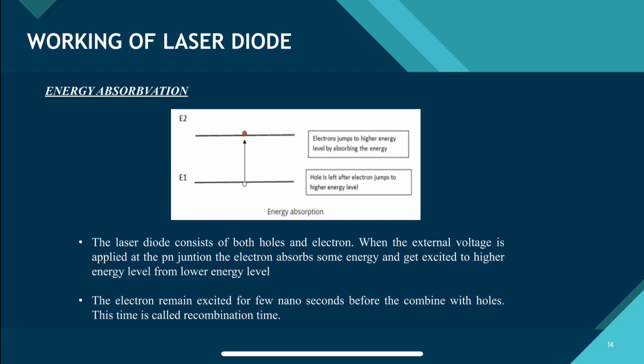First, energy absorption. The laser diode consists of both holes and electrons. When the external voltage is applied at the PN junction, the electron absorbs some energy and gets excited from a lower energy level to a higher energy level. The electron remains excited for a few nanoseconds before it combines with a hole. This time is called the recombination time.